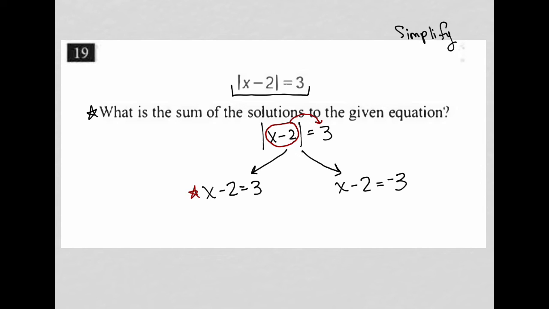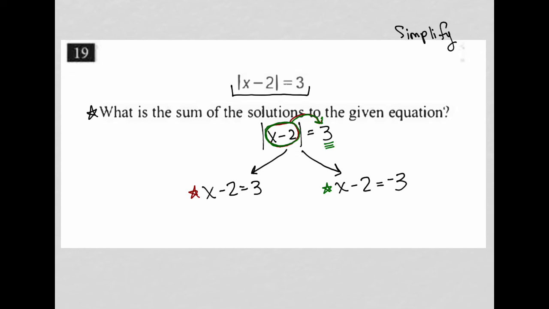But if the value of what's in here is negative 3, the absolute value of negative 3 is also positive 3. And that's what we have here. That's what this equation represents. This is the reason why x minus 2 can equal positive 3, or it can equal negative 3. And in both cases, we'd get a positive 3 once we throw that absolute value around it.